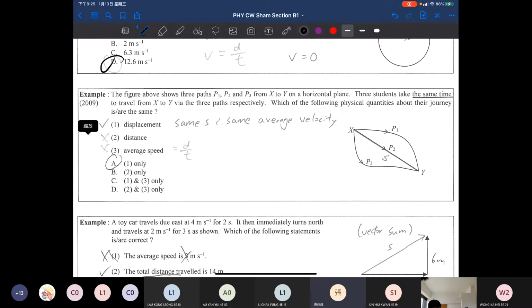And for the speed, you have to remember, this is very important. You have to remember that speed is the rate of change of distance. Okay, it's not the rate of change of displacement. So, because their distance is not the same, therefore, the average speed is not the same.